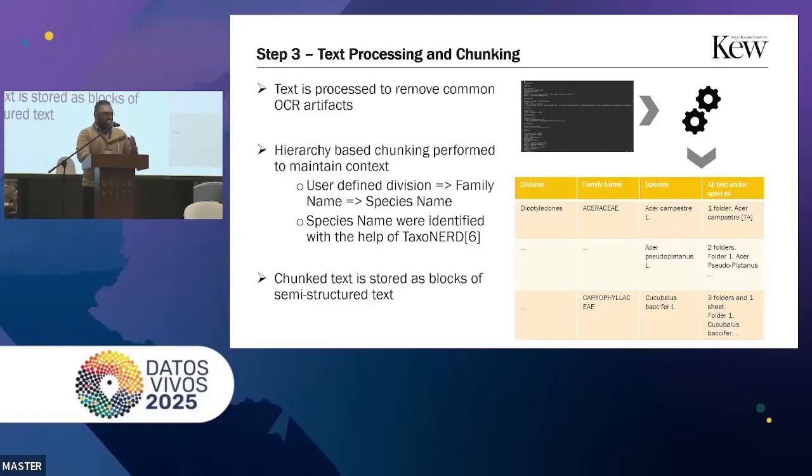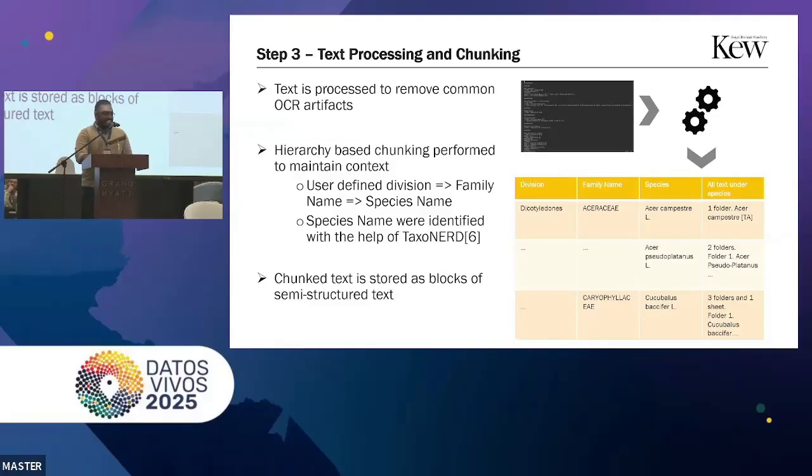So we have divisions that are defined by the user. In the case of the catalog we used, it is dicots and monocots. We then take the text under these divisions and split them further by the family names, which is done using regular expressions. Then comes the hardest part, which took months of work: to then split them further into smaller chunks to send to the large language models.